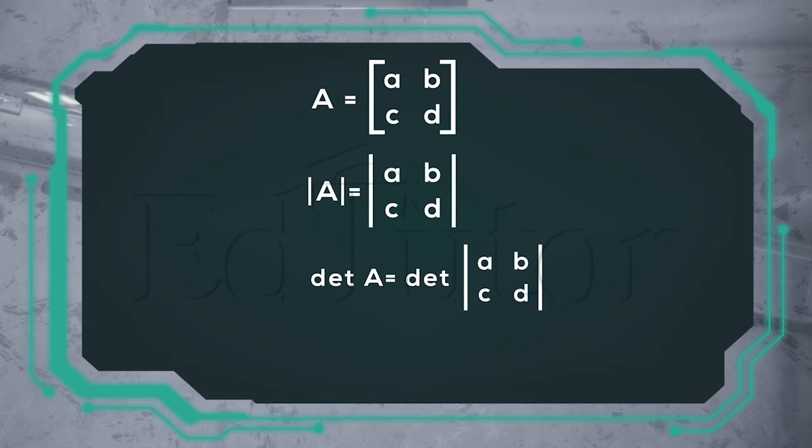Anyways, now multiply a with d. Put a minus sign and write the product of b and c. This is the fixed pattern to find the determinant of any 2 by 2 matrix. You find the product of whatever is in these positions and subtract the product of elements present at these locations. Done.